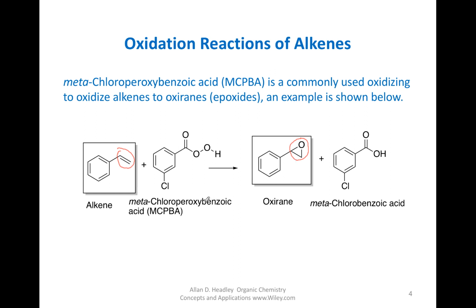The reagent that's used is a peroxy acid. Here is a specific one that's commonly used in organic chemistry. It's called metachloroperoxybenzoic acid. It's really benzoic acid with an additional oxygen. And it's called MCPBA, so you will see this written as MCPBA. As chemists, we understand it means metachloroperoxybenzoic acid. It's an oxidizing agent that will convert an alkene into an epoxide or an oxirane.